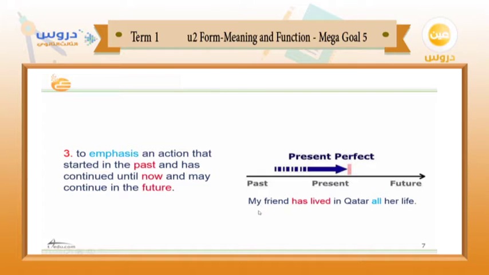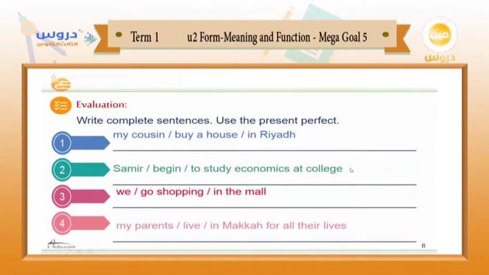For example, the sentence here is, my friend has lived in Qatar all her life. My friend has lived, present perfect, in Qatar all her life. All is also a keyword for the present perfect. She lived in the past and now she is living, and in the future she will live. So something happened for all this time, from the past till now, present, and it may continue in the future.